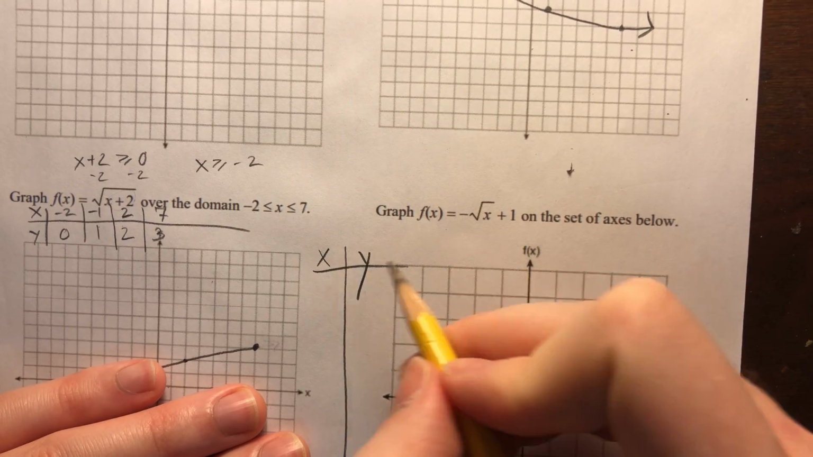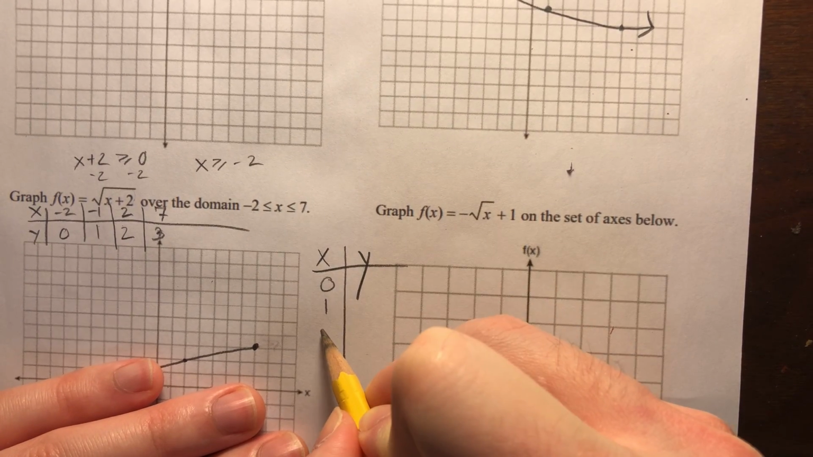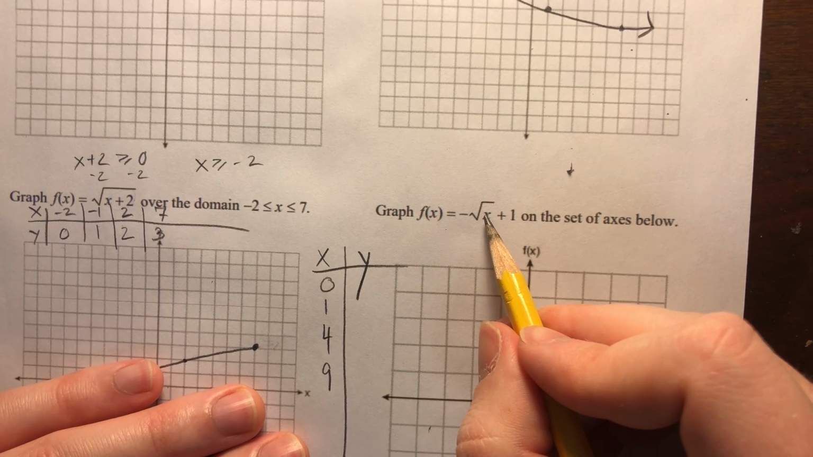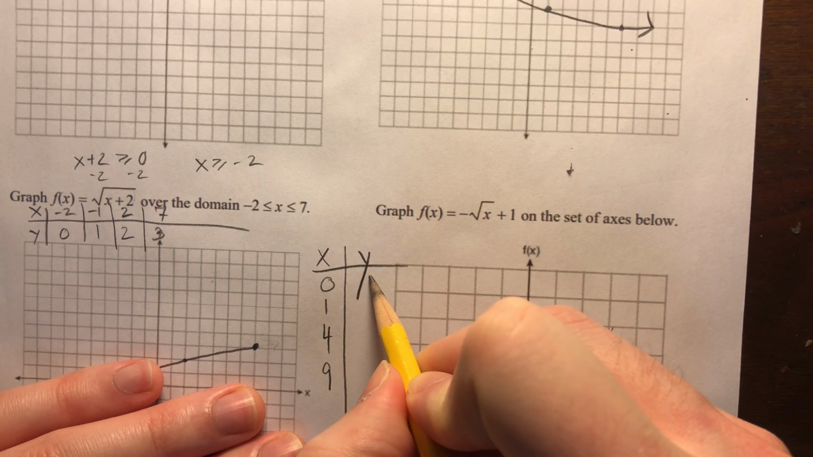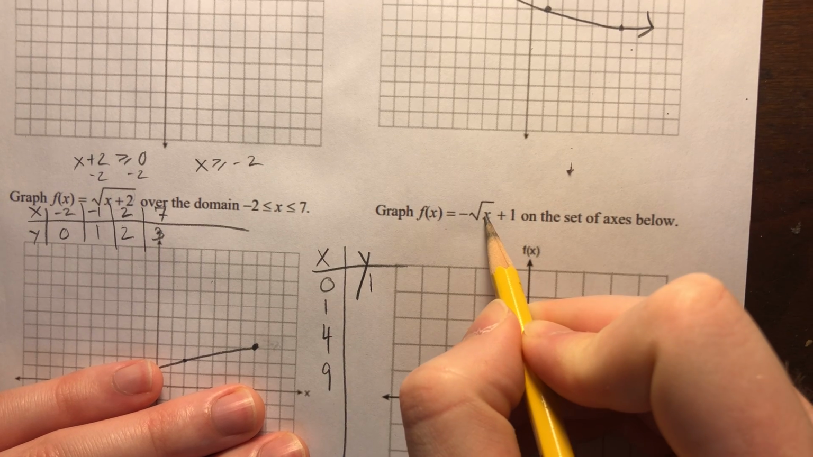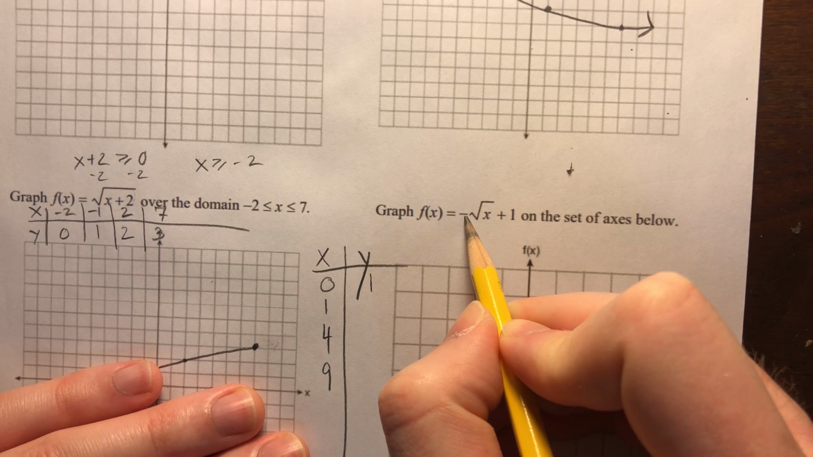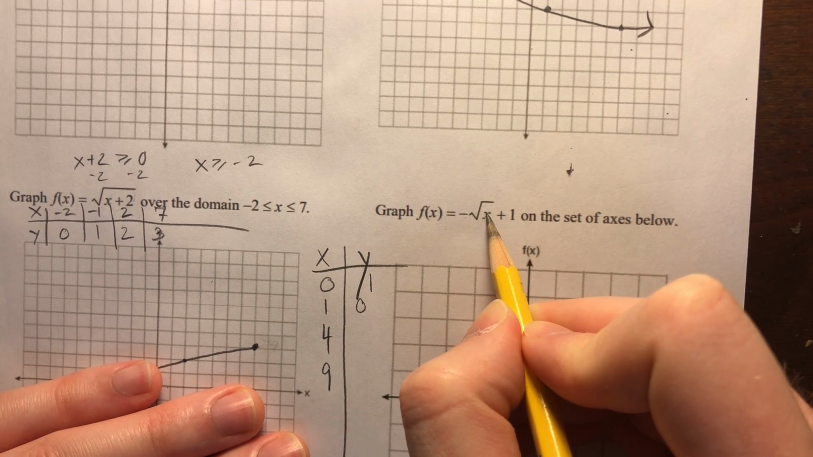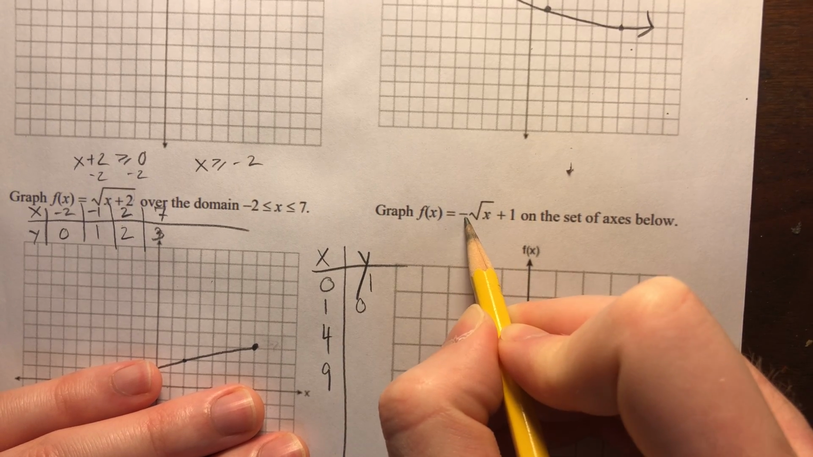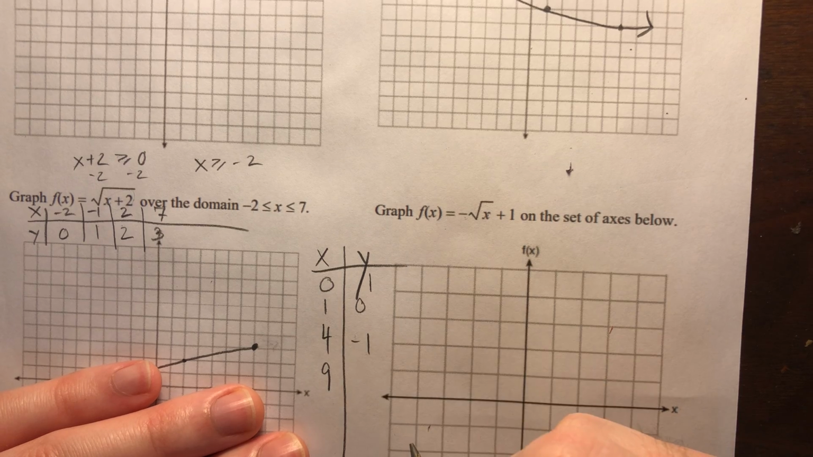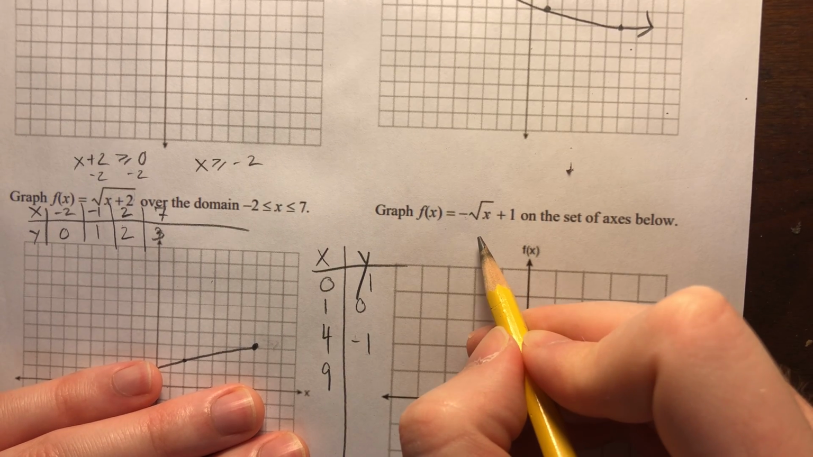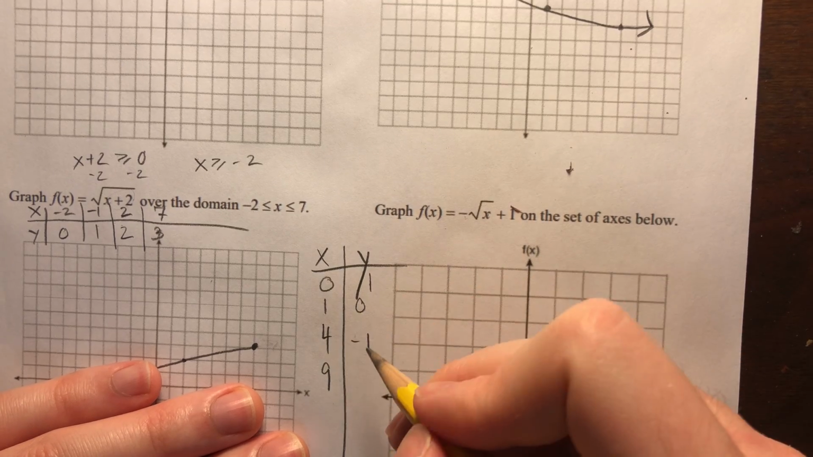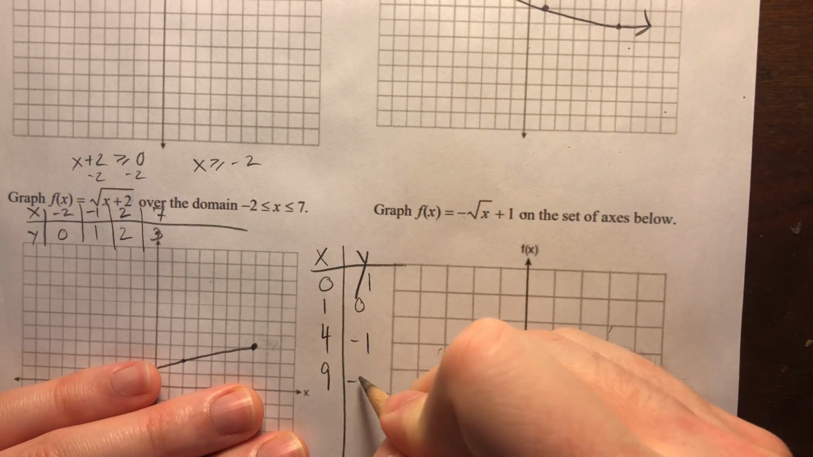So this one is just x, so I know I'm just going to plug in perfect squares. Square root of 0 is 0, plus 1 is 1. Square root of 1, make that negative. Negative 1 plus 1 is 0. Square root of 4 is 2, make that negative. Negative 2 plus 1 is negative 1. Square root of 9 is 3, make it negative. Negative 3 plus 1 is negative 2.